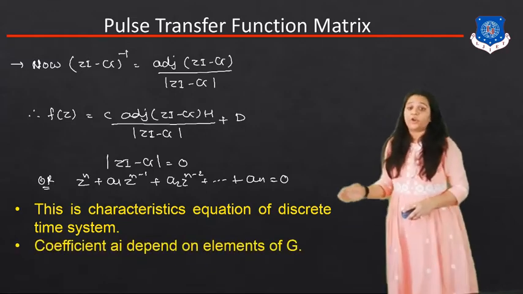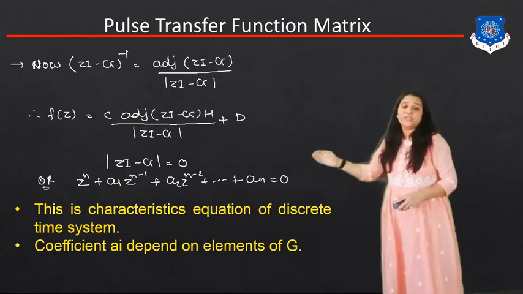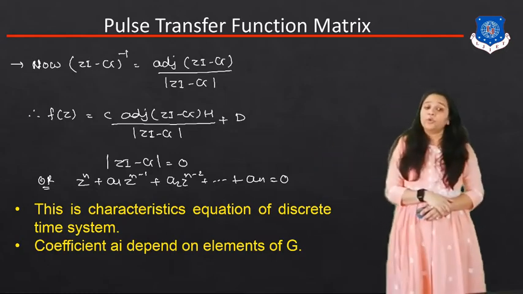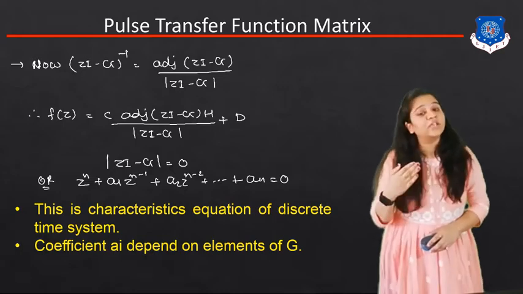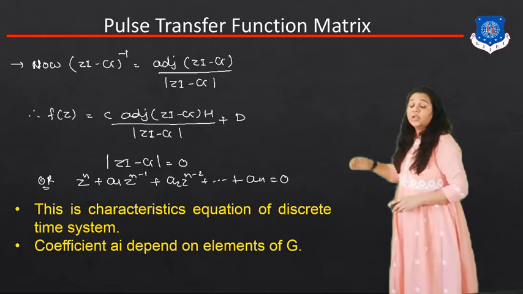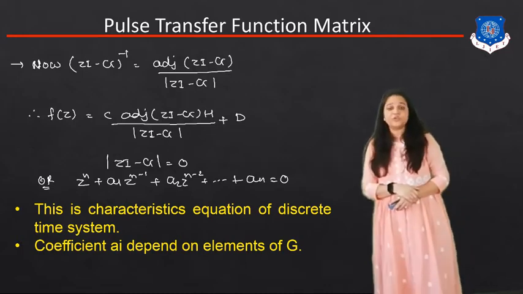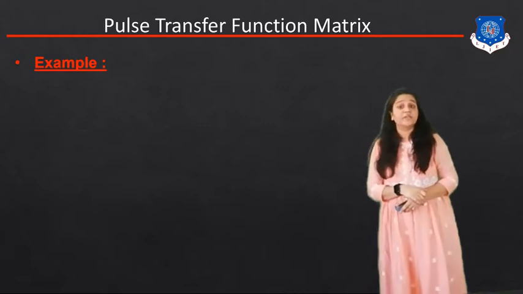So the coefficients ai depend on the elements of the Z. If we have a 2x2 matrix or a 3x3 matrix, depending upon the elements of the Z, we have to decide the coefficients ai. Okay. So this is all about the pulse transfer function matrix.